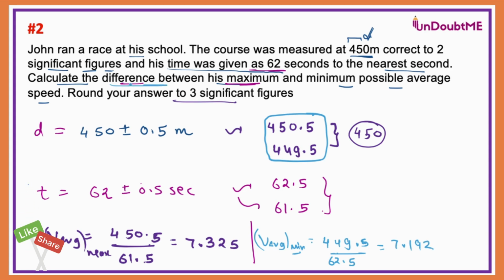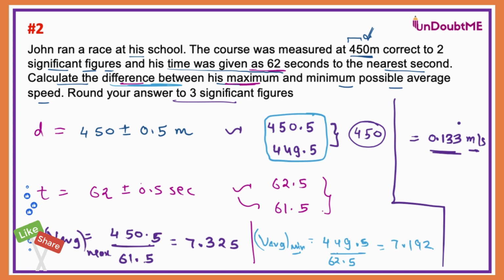Now they are asking for the difference between these two, so if I take the difference between both of them, it will be 7.325 minus 7.192, and that difference is equal to 0.133. This is already three significant figures, so we can leave our answer in this form. Now this is the difference between speeds, so I should also use the units. It will be meters per second, so that will become our final answer.